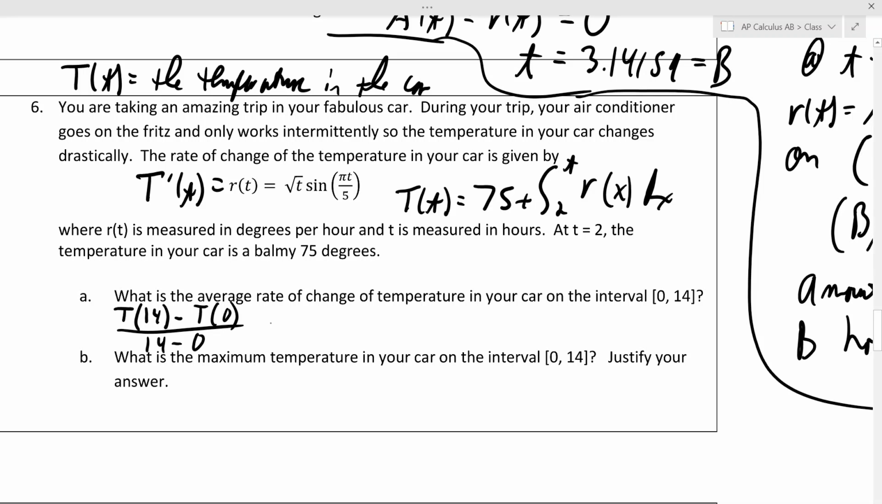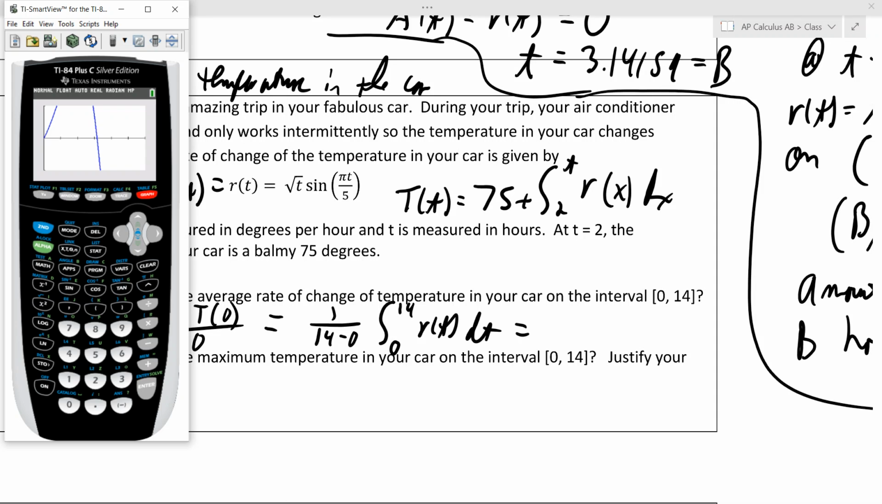Or you can remember that the average rate of change of temperature is also just the average value of the derivative. So that would be this. These are the same thing, because the integral of r of t from 0 to 14 gives you T of 14 minus T of 0. So that's what I'm going to do there. And since it's the average rate of change of temperature, it's going to be in degrees Fahrenheit per hour.